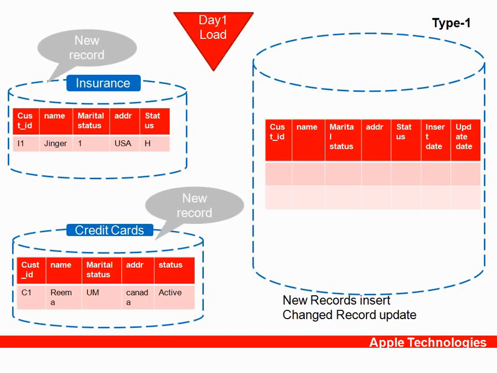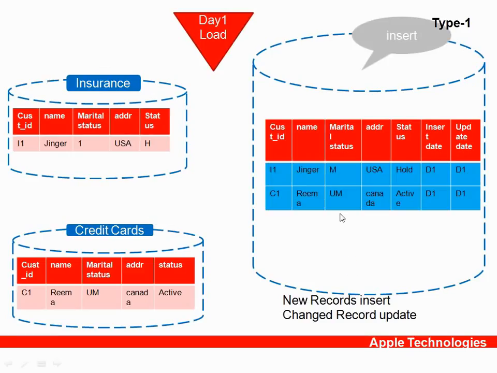So Type 1 means we know new records insert, changed records update. In this scenario, we have 2 records in these OLTP systems. Because these are new information, what am I supposed to do? Insert into the target table. Simple. So I am taking this data and inserting it into this target table.